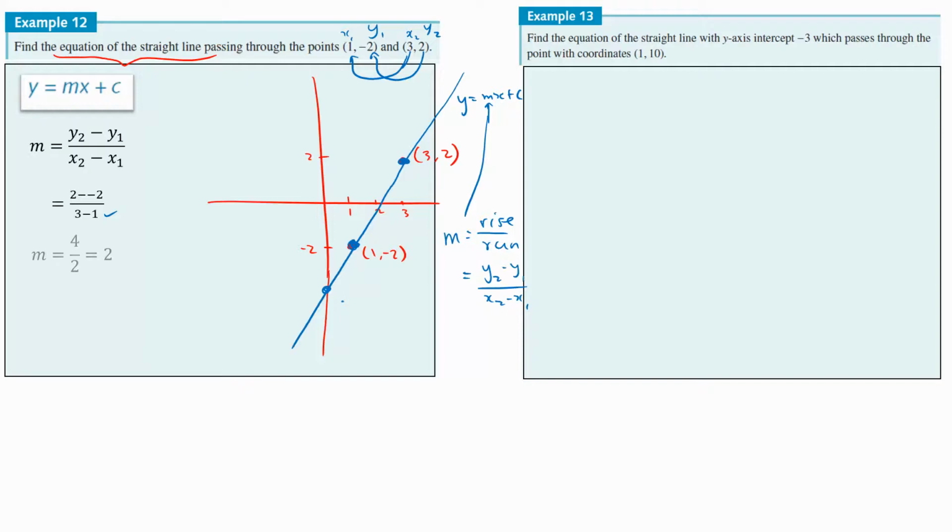Now that simplifies down to, remember 2 negatives make a positive, so 2 plus 2 is 4, and then 3 minus 1, which is 2. Then 4 divided by 2 is 2. So from the 2 coordinates, I've just figured out m equals 2. I've got this one. The only thing I need now is c.